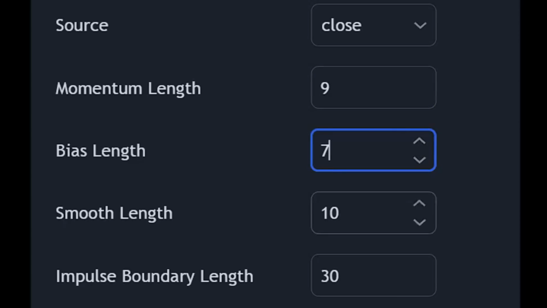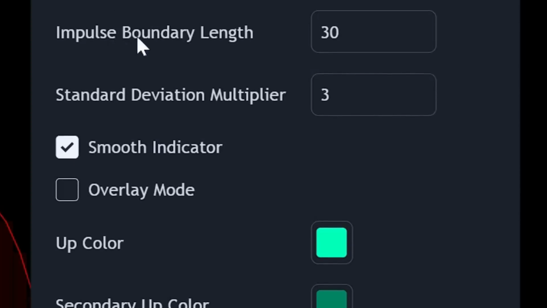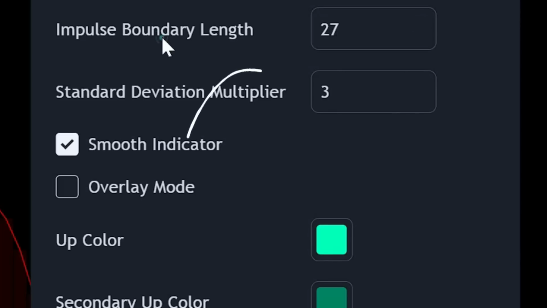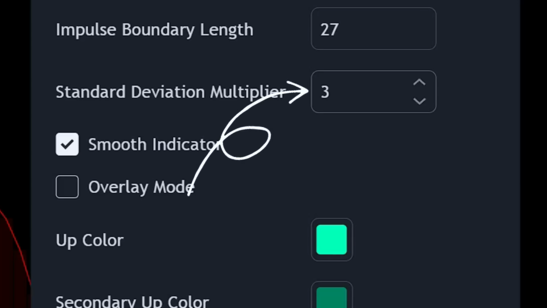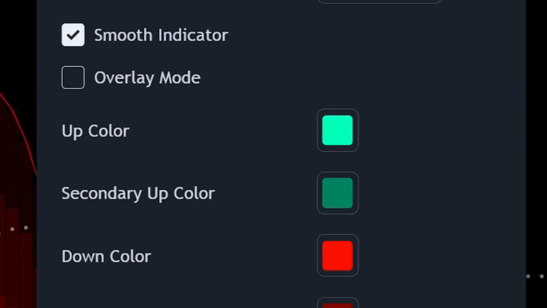and the smooth length to 9. And then set the impulse boundary to 27 and the standard deviation multiplier to 3. Make sure the smooth option is enabled and the overlay mode option is off.